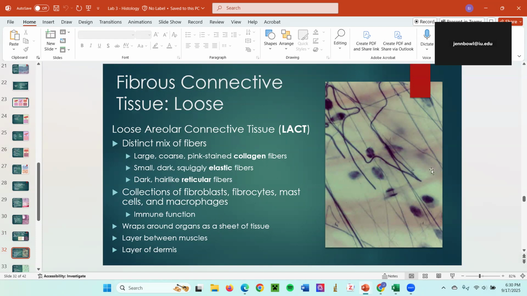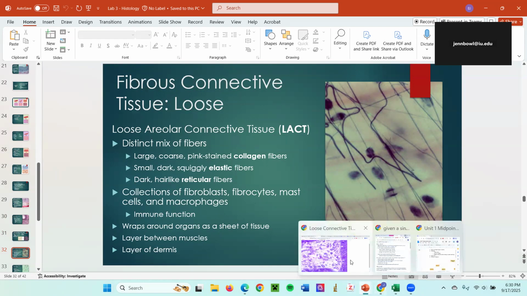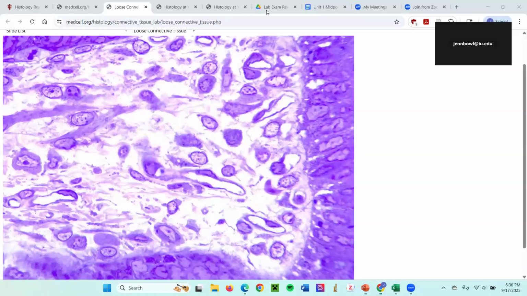And this is the kind of example I would try to find for you under a microscope. I think the Yale one's a little weird, but it's worth pointing out that you might not always see the same color stain. It might be more purple, might be more pink. Okay, so that was loose areolar connective tissue. And yes, you can abbreviate that. If you give me LACT, I will know what you mean.